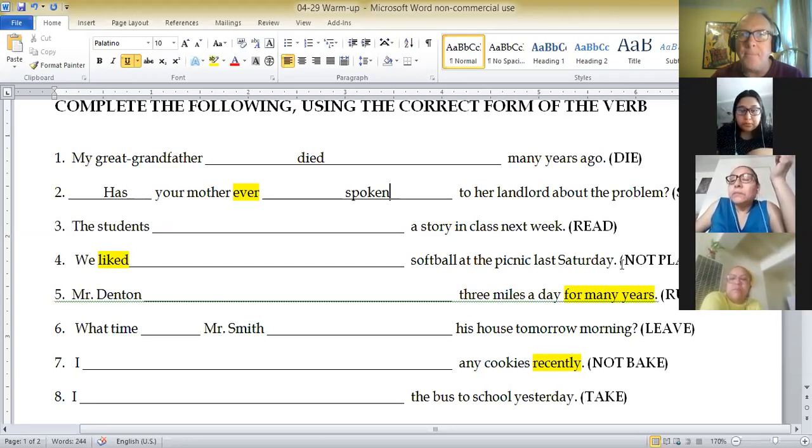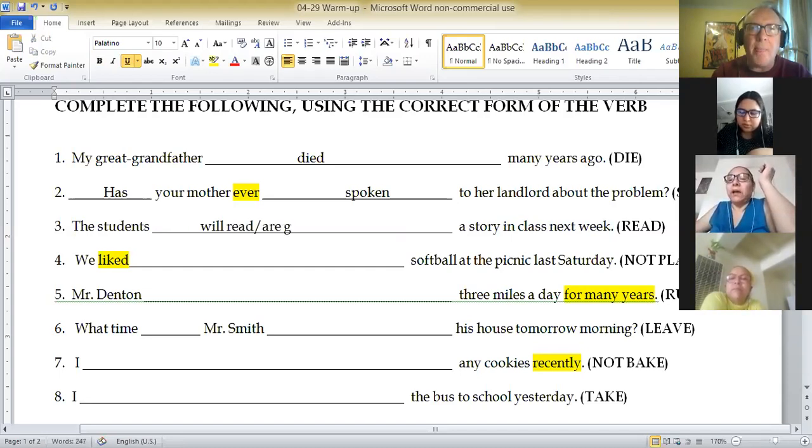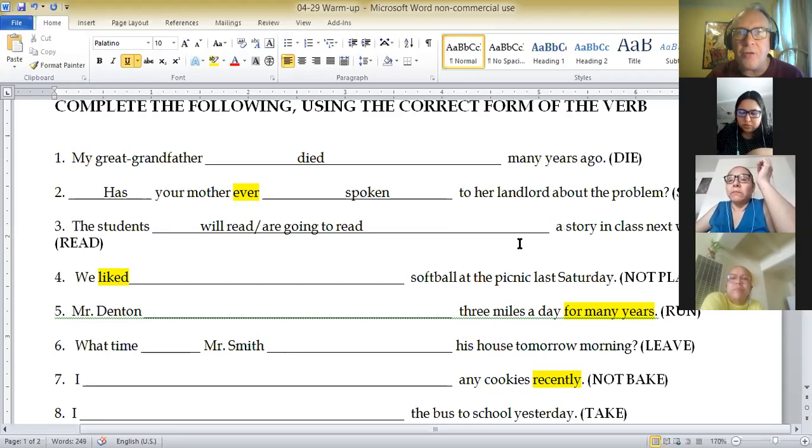The next one says next week. Next week is future. So will read, or are going to read. Will read or are going to read a story.